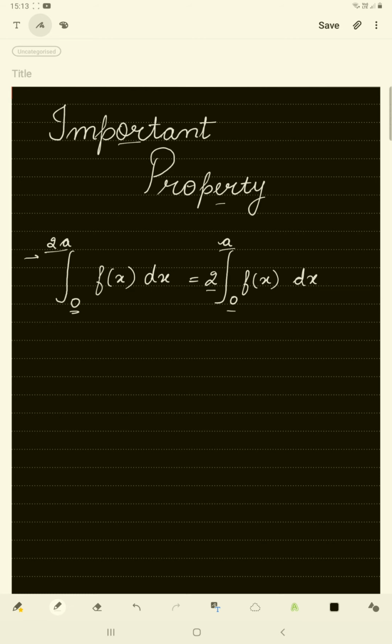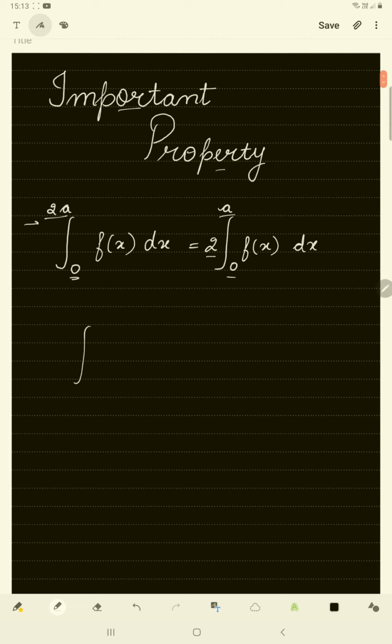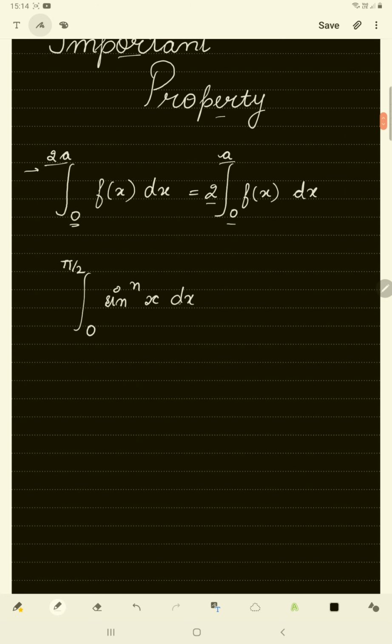So this property is actually very useful for applying some of our basic formulas that we did in the previous questions, where we had some of our definite forms, like sine to the power n x dx was only defined for 0 to pi by 2, and many of our forms where we had a cos also multiplied, that was also defined for 0 to pi by 2. So for the application of these forms, it is very important to know this property, so that we can convert the question into forms that are known to us and solve the question with much ease.